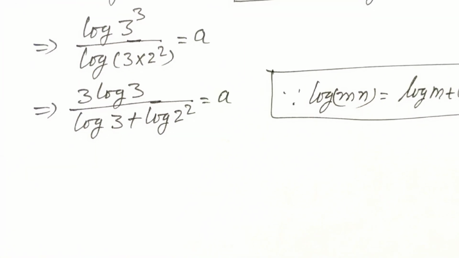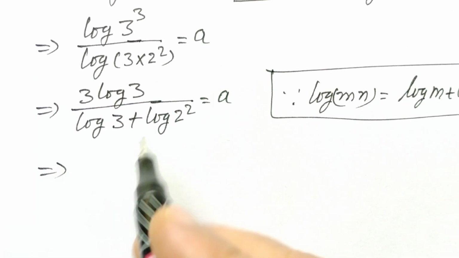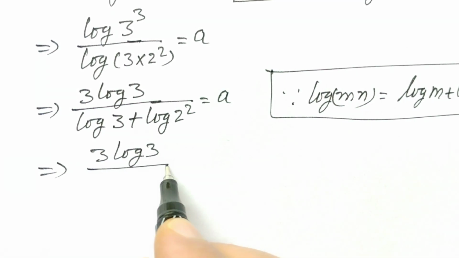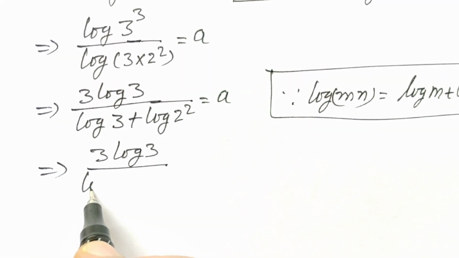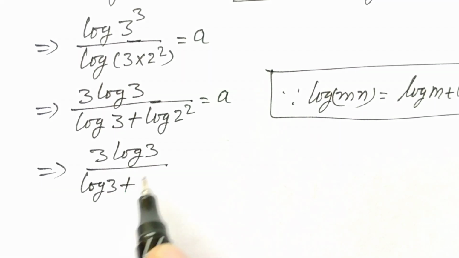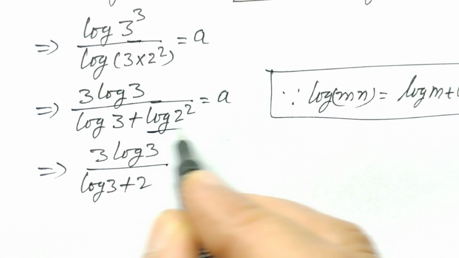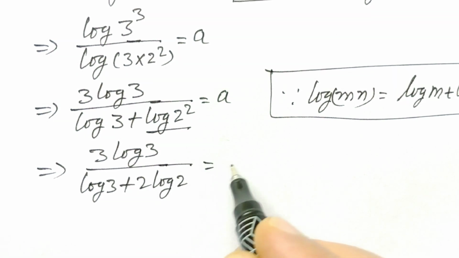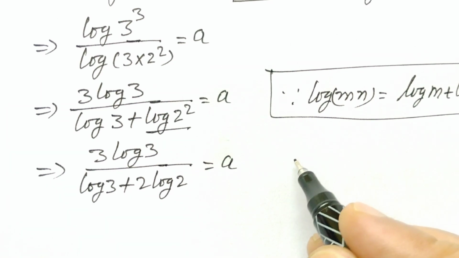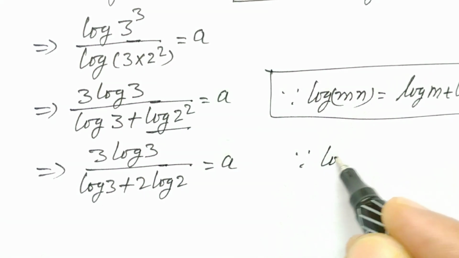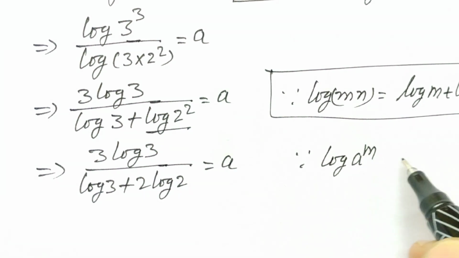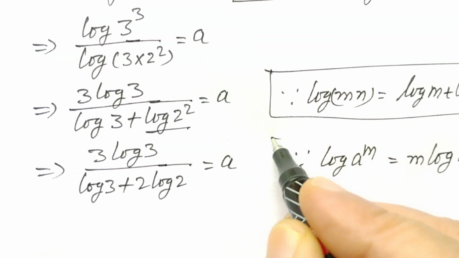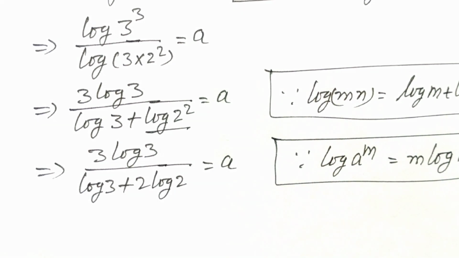Fine. Now 3 log of 3 over log of 3 plus 2 log of 2 is equal to a, right? Because log of a to the power m is equal to m log of a. Fine.